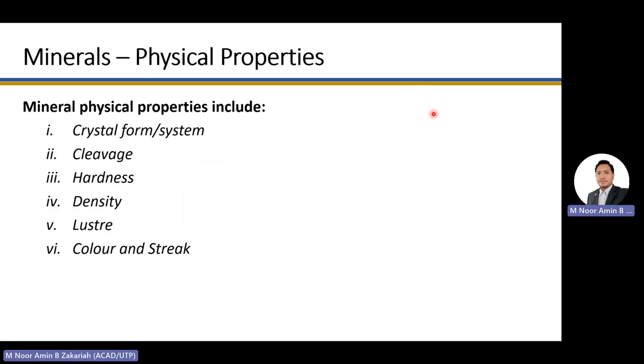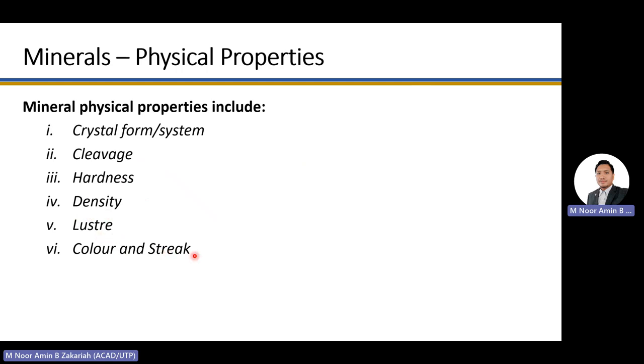So now we're going to talk about mineral physical properties. We're going to discuss both physical properties and chemical properties in this lecture. Now we take a look at the physical properties first. These properties can be used to identify and classify minerals, and they can also provide clues about the conditions under which minerals are formed. So this includes crystal form or crystal system, and secondly we have cleavage, thirdly hardness, and then we have density, luster, color and strength.